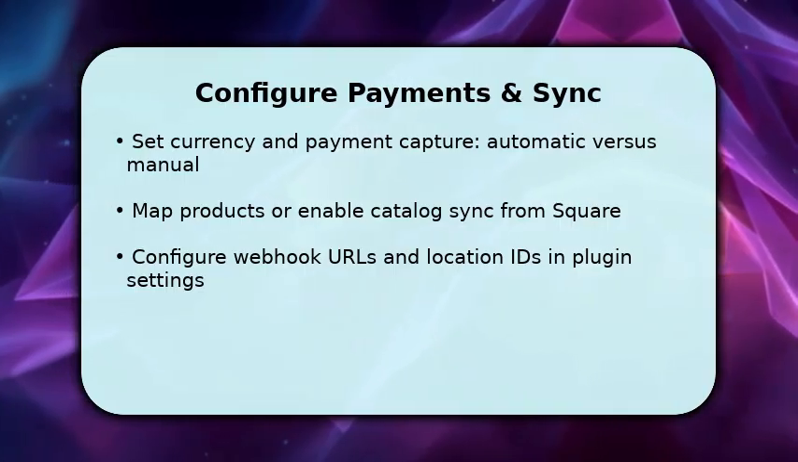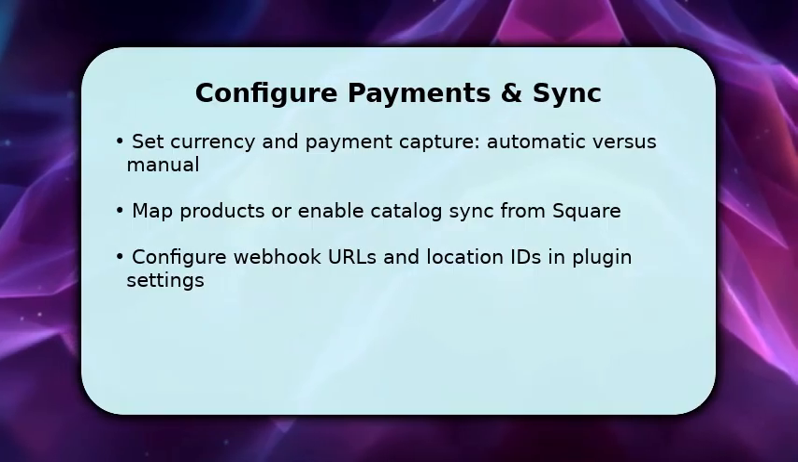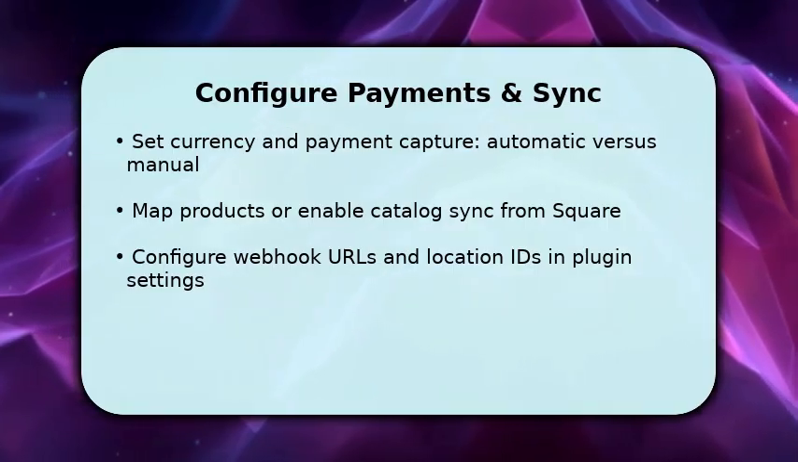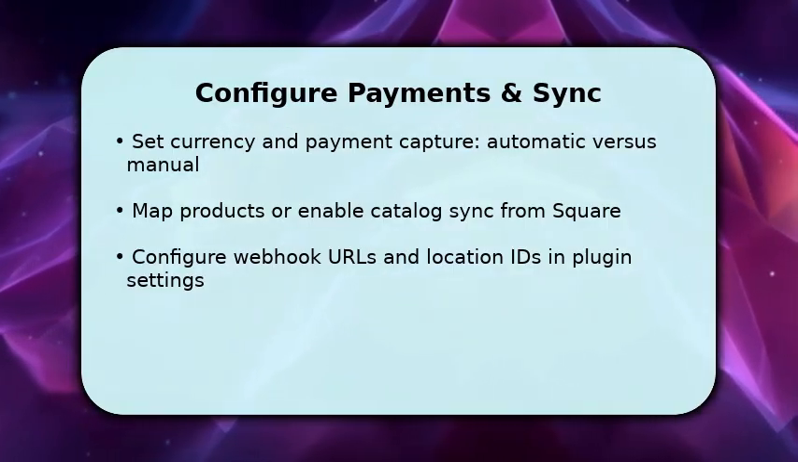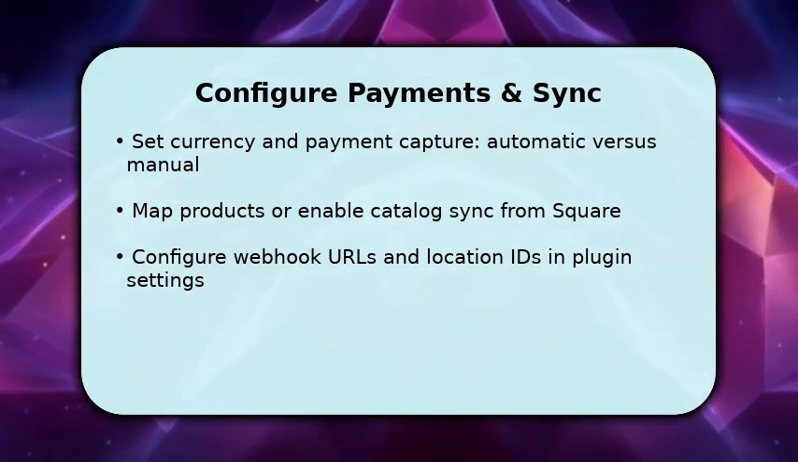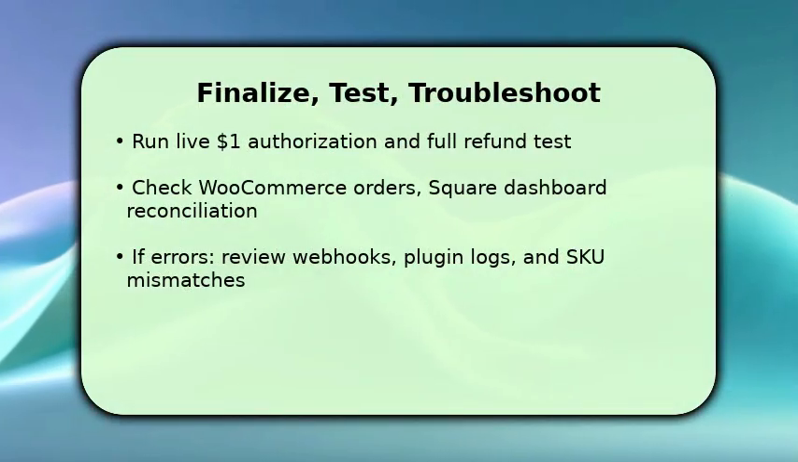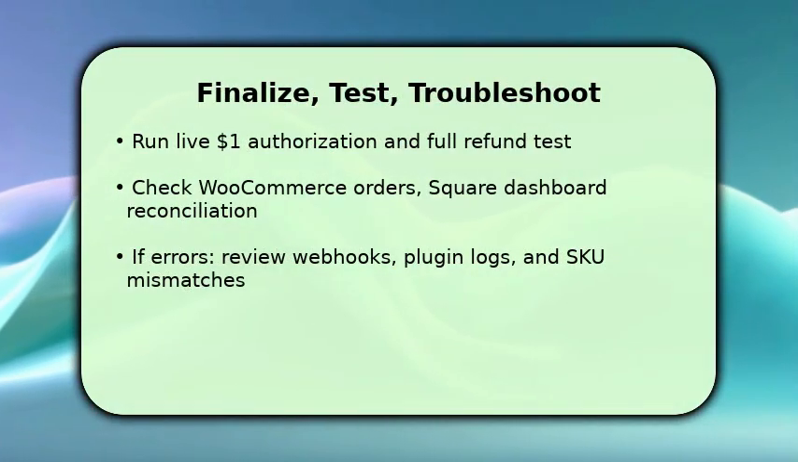Then enter your Square location ID and copy webhook endpoints from the plugin into your Square developer dashboard so inventory and payment events update in real time. Finally, run a test transaction in Sandbox. You finish by switching to live mode and doing a low-value authorization, then a full payment to confirm settlement.